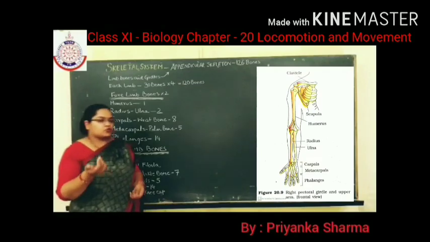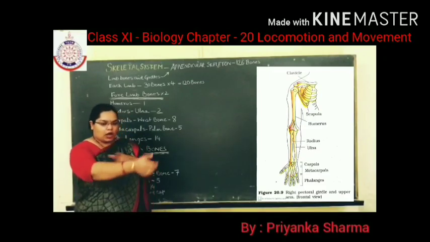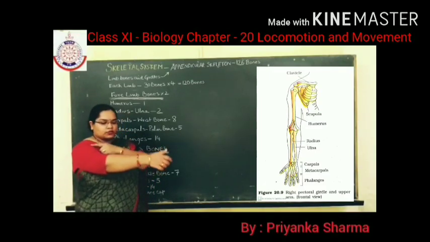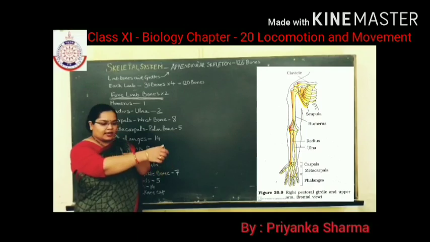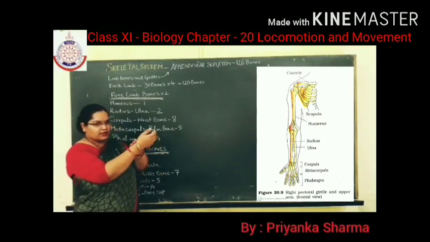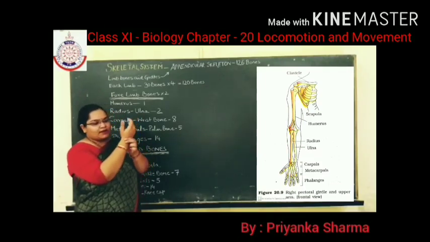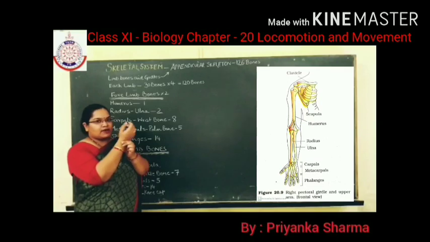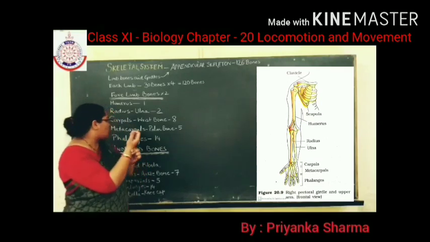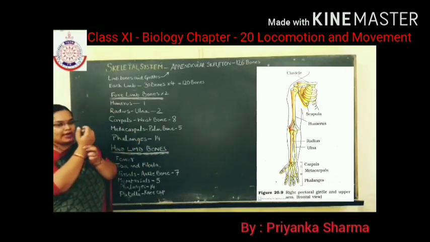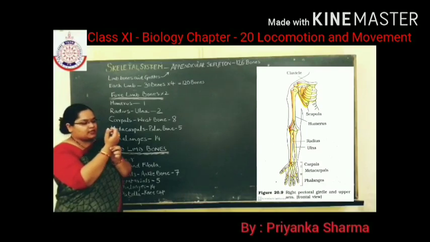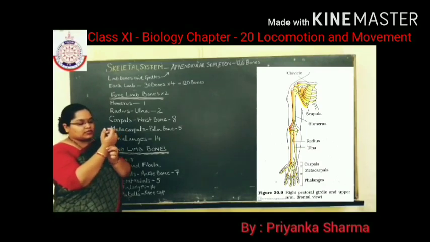Let me tell you. This is your arm, your forelimb. This bone is the humerus. Here are the radius and ulna. On the inner side, this bone is the radius, and on the outer side is the ulna. Now this is my wrist. Which bones are present in my wrist? The wrist bones or carpals. So 8 are present in the wrist, known as carpals.